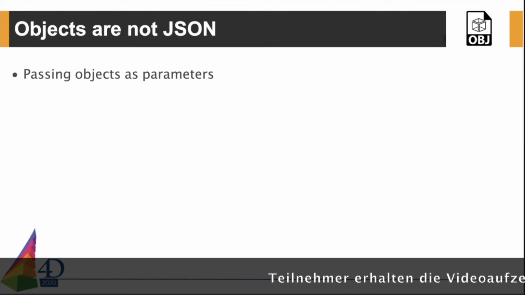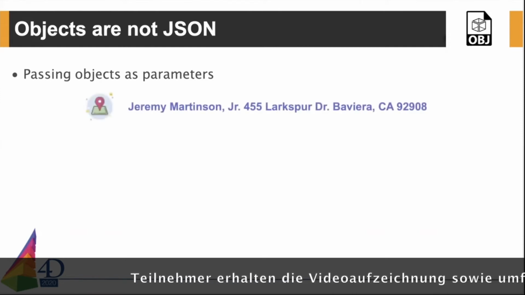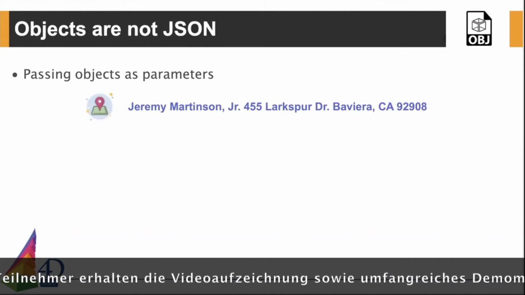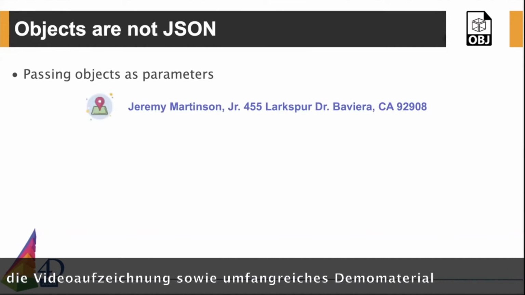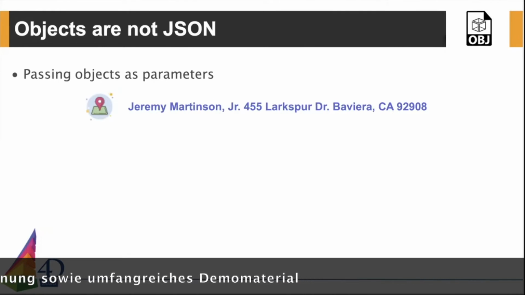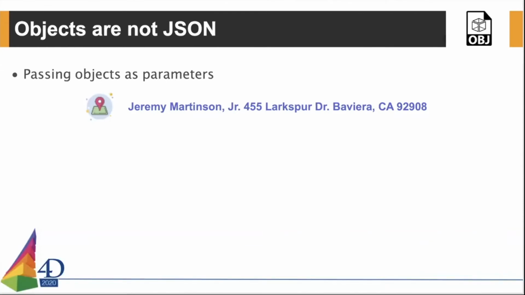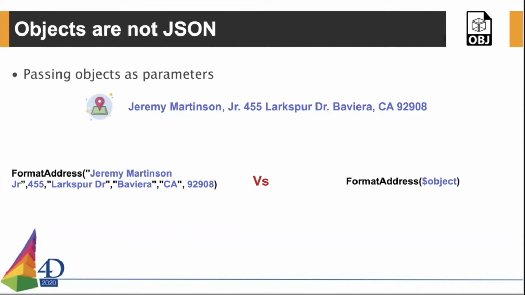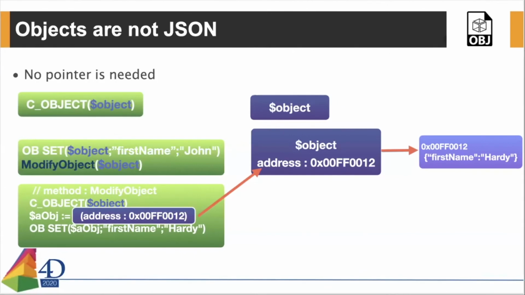Let's use a more real-world example. For example, let's say you are going to create a method, format address, which should return a combination of address name, house number, street name, town, state abbreviation, and the zip code, as in the example shown here. Now, shall you pass the attributes one by one to the format address method, or the whole address object containing those attributes? The object is changed to the address, so there is no need for pointers.